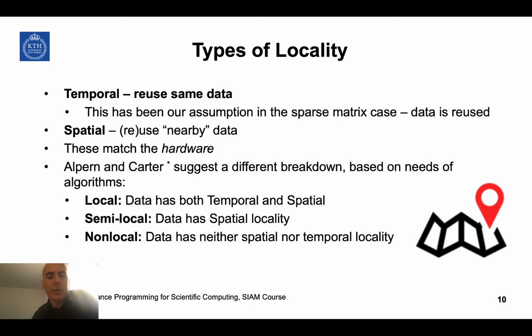Alpern and Carter, two computer scientists, suggested a different breakdown based on the algorithms. So an algorithm can be local when the data has both temporal and spatial locality. It can be semi-local when the data has only spatial locality. And it can be non-local when the data has neither spatial nor temporal locality.